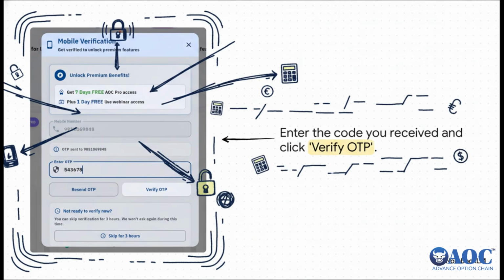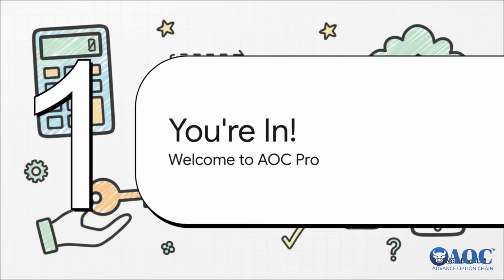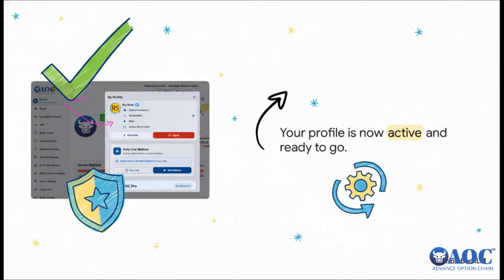Now, just type that code from your text message right into the Enter OTP field, and then click Verify OTP. And that's it. This is the final click that unlocks everything. And just like that, you're in. With that one click, you've successfully activated your account. Welcome to AOC Pro. You'll be automatically logged in and taken straight to your My Profile screen. This right here is your confirmation that your account is fully active and totally ready to go.